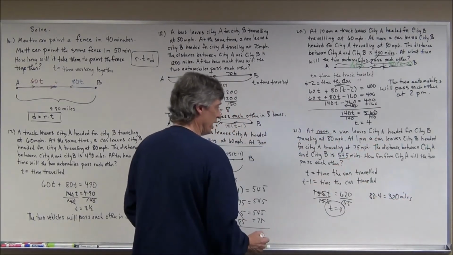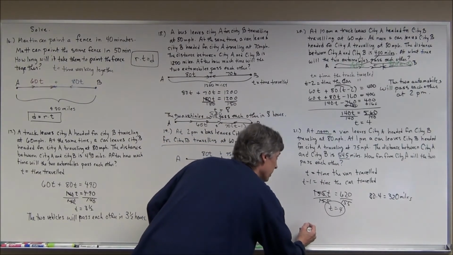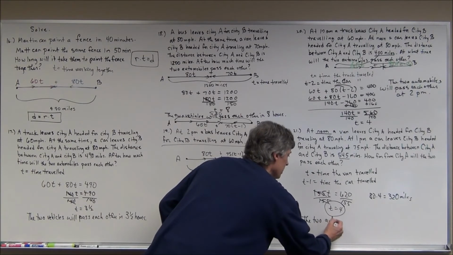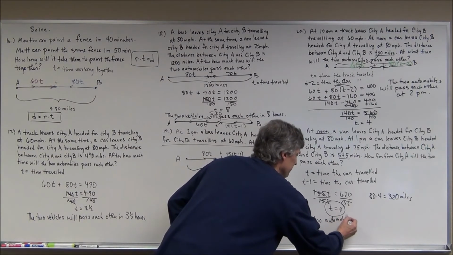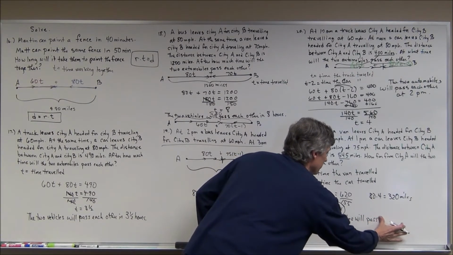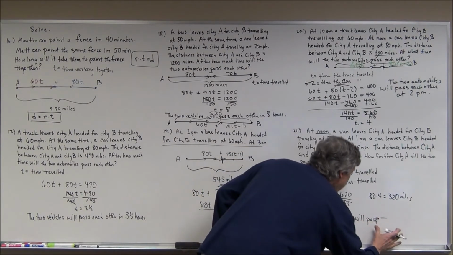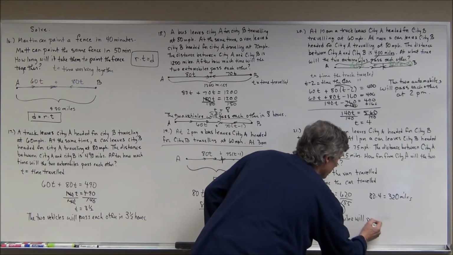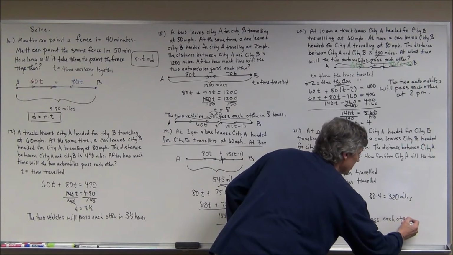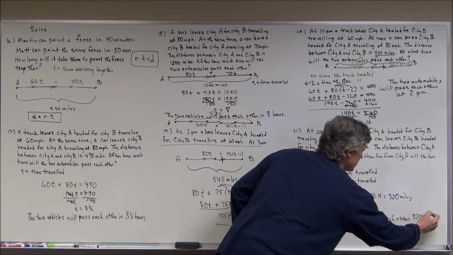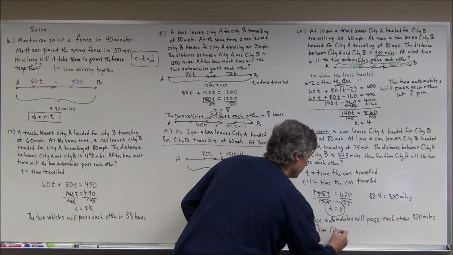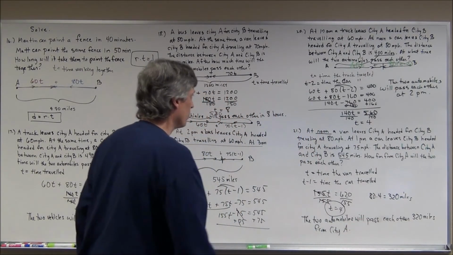So how far from city A will the two pass each other? The two automobiles will pass each other 320 miles from city A. And that answers that question.